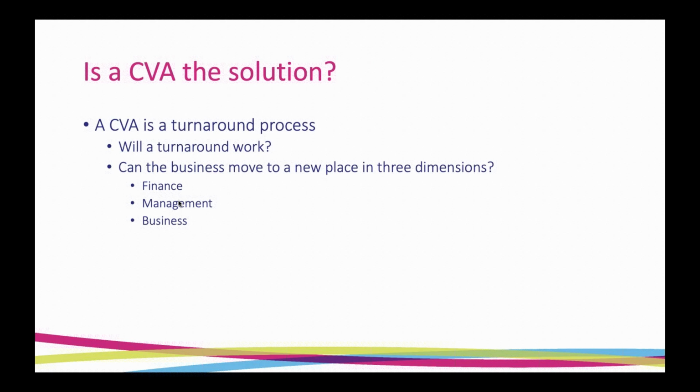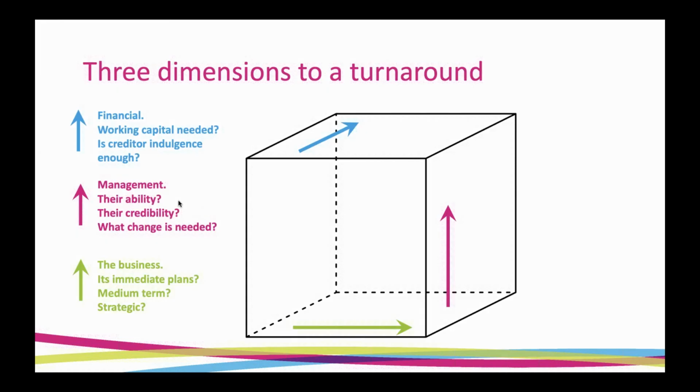what changes they're going to make to the business. If you're going to be the supervisor of a CVA and you are dependent upon the continuing success of that business in the CVA to generate the income with which to pay the creditors, then you do owe an additional responsibility to understand what is changing about the business and how it is going to succeed. And typically in turnaround work, we talk about moving the business to a new place in 3 dimensions. And the dimensions are finance, management, and business.